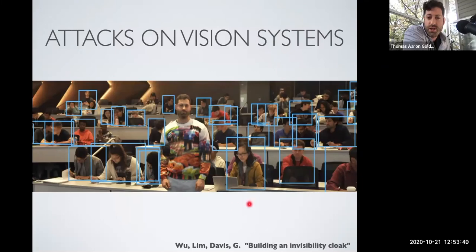This is me standing in front of a classroom at University of Maryland. You'll see that the YOLO detector puts blue bounding boxes around all of these people sitting in the background, but it doesn't put a blue bounding box around me, even though I'm standing right in the middle of the image, and it's because I'm wearing this adversarial shirt. You might look at the shirt and think, well, any shirt with a weird pattern might defeat this detector, but it turns out you really need a very specialized pattern to defeat these kinds of detectors.